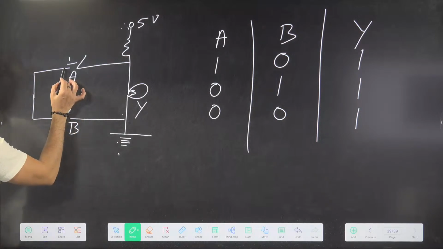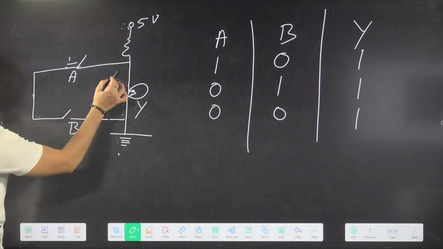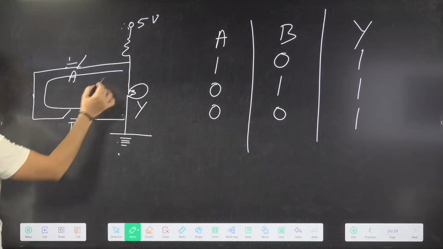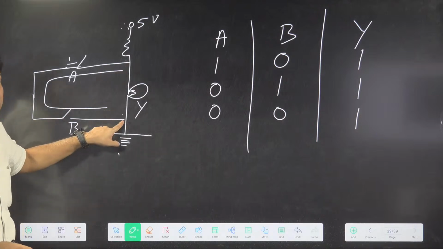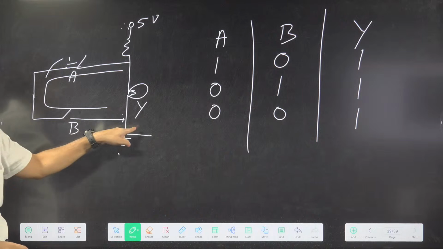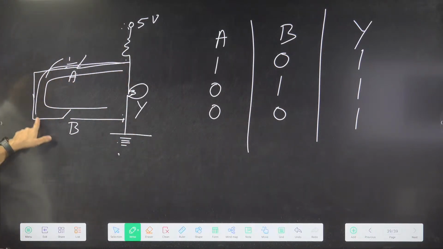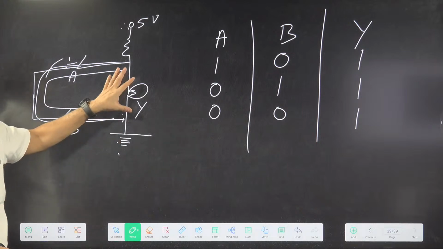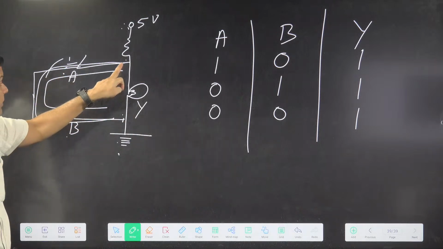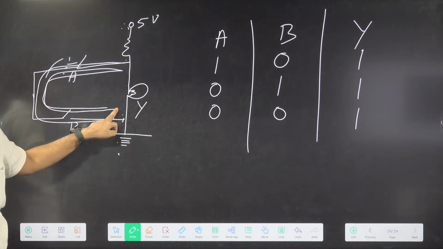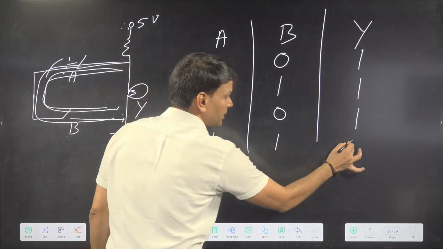Now I close both switches. When A and B are both closed, we get one closed path here. Current always flows through the minimum resistance path, so this bulb will get shorted. Why? It is connected across the closed conducting path. So when the current goes from here, it will not go through the bulb; it will go from here to here. Current will not pass through the bulb. When both are closed, current gets one closed conducting path, so it will not pass through the bulb. Then the bulb will not glow. When both switches are closed, the bulb will not glow.